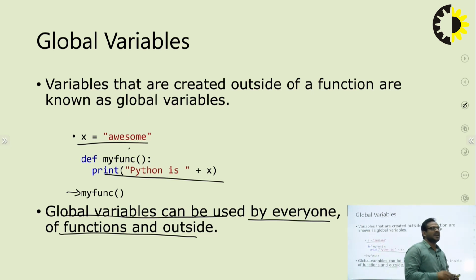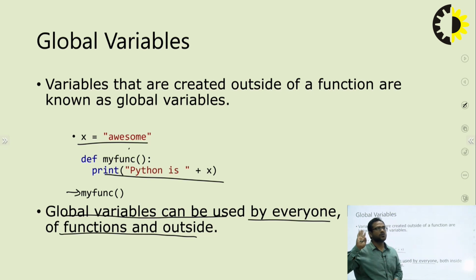If you want to access that variable outside of the function, you have to declare that particular variable outside of the function. So you can use it in any other functions in your program. Understood?